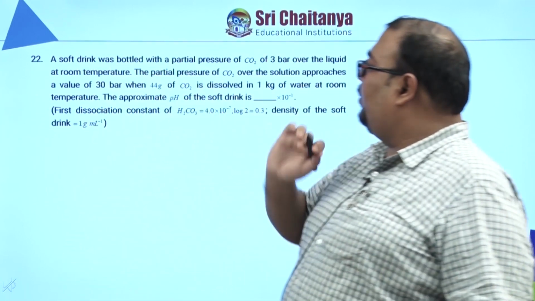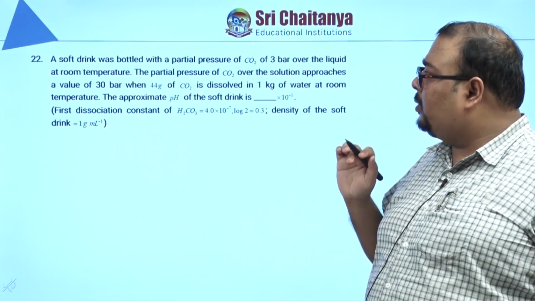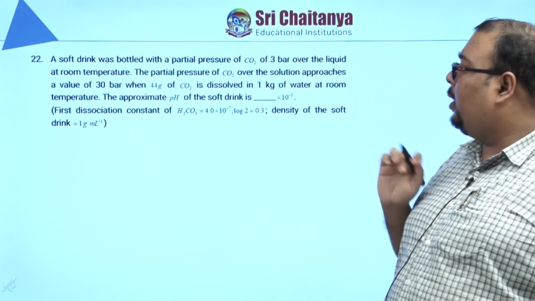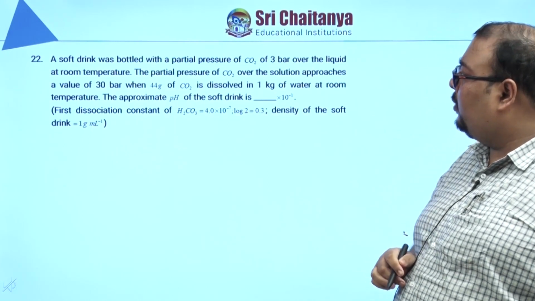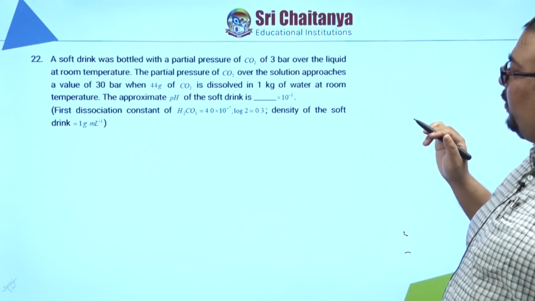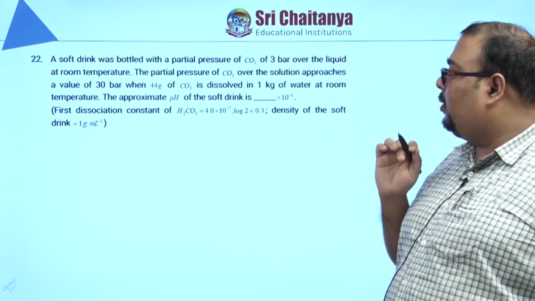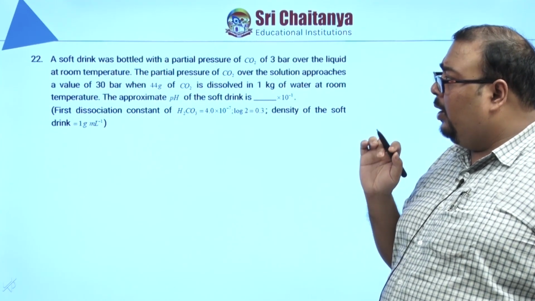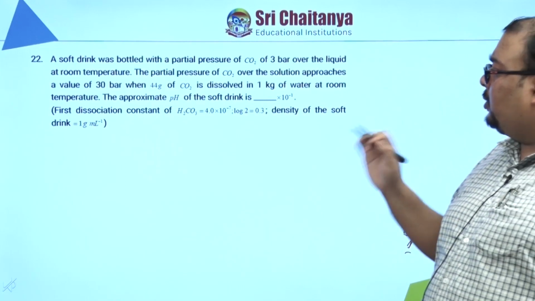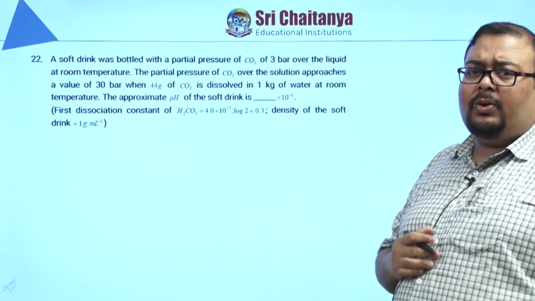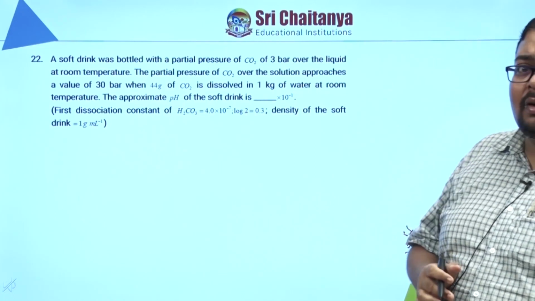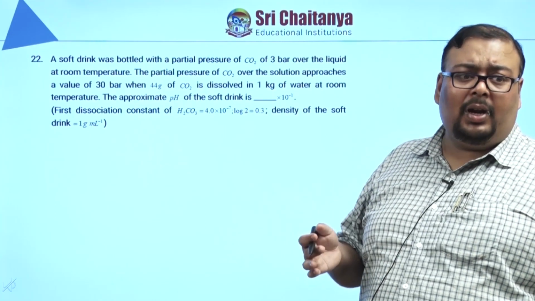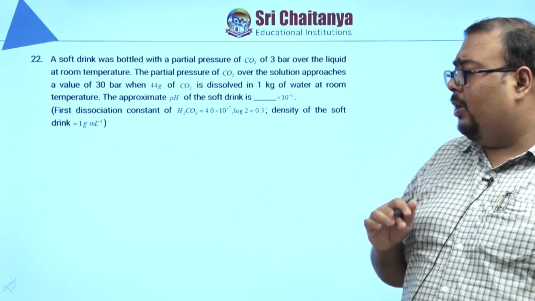Now question number 22 is, a soft drink was bottled with a partial pressure of CO2 at 3 bar over liquid at room temperature. The partial pressure of CO2 over the solution approaches a value of 30 bar when 44 grams of CO2 is dissolved in 1 kg of water at room temperature. It is asking the approximate pH of the soft drink. Now this is a question which is a combination of Henry's law from liquid solution as well as ionic equilibrium, the polyprotic acid dissociation. So let us see how we are going to do this question.